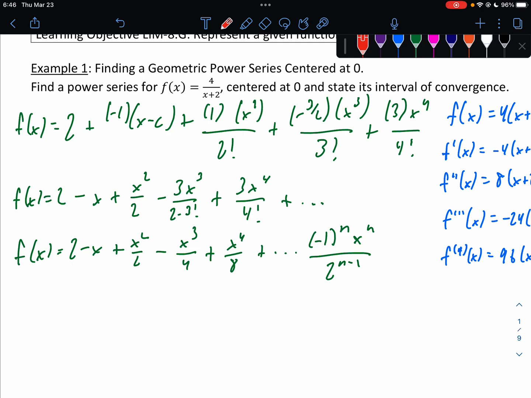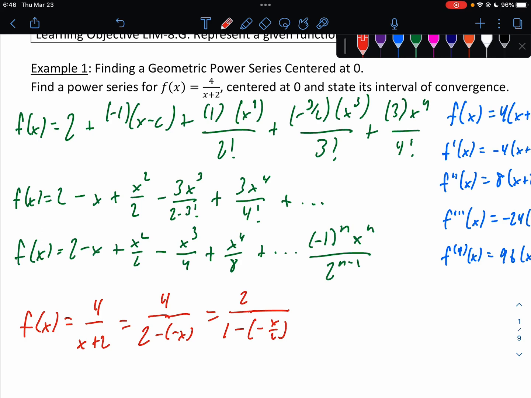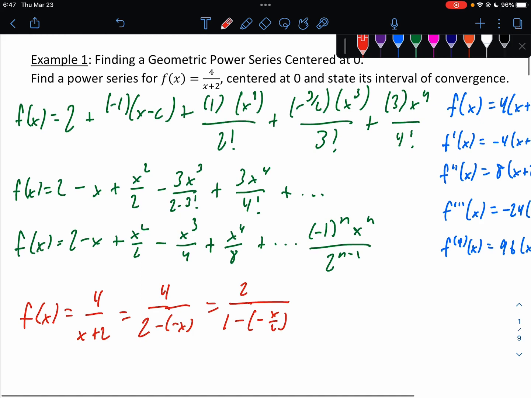So if we can rewrite this in geometric form here, if I write it like this, and divide everything by 2, I would get 2 over 1 minus negative x over 2. And that's our geometric sum form, as we know it. Okay, so that means the first term is 2, and the r value is negative x over 2.